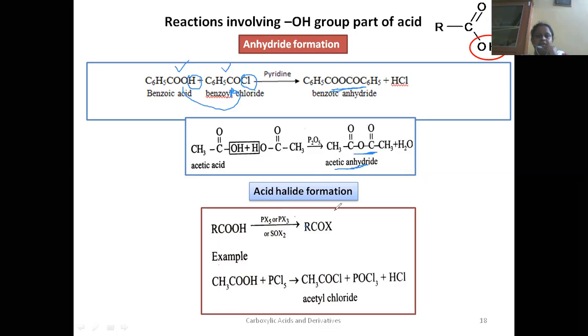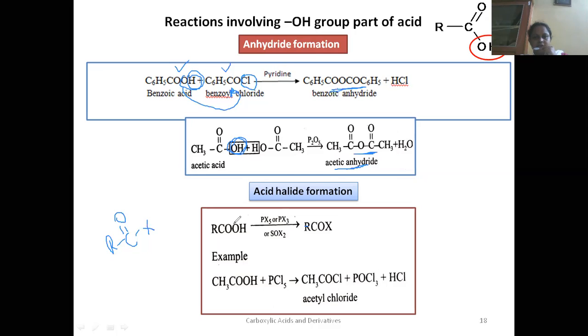Now let us see acid halide formation. Acid halide, I think you all know, we have already seen the nomenclature. This is by replacing the OH group. See here, there is a replacement of this group; the OH group is lost here, and here also the OH group is lost. Since the OH group is involved in the reaction, this comes under reactions involving the OH group.